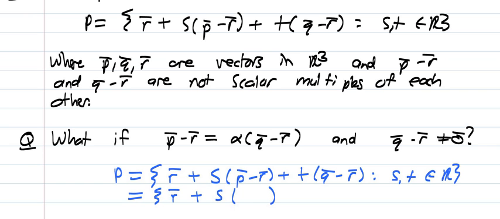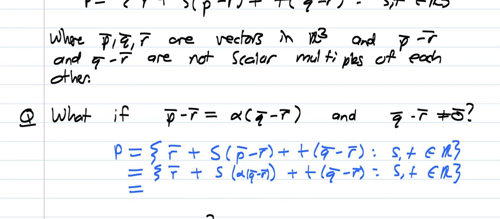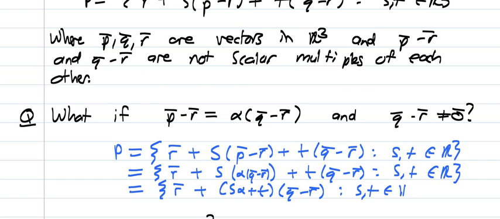So we're replacing P minus R with S alpha times Q minus R plus T, Q minus R, where S and T are real numbers. Alright, but now you can see we can take out a common factor of Q minus R. So this now becomes R plus, if you take out the common factor, we get S alpha. If we take out this common factor, we get T. And so we get S alpha plus T times Q minus R, where S and T are real numbers.